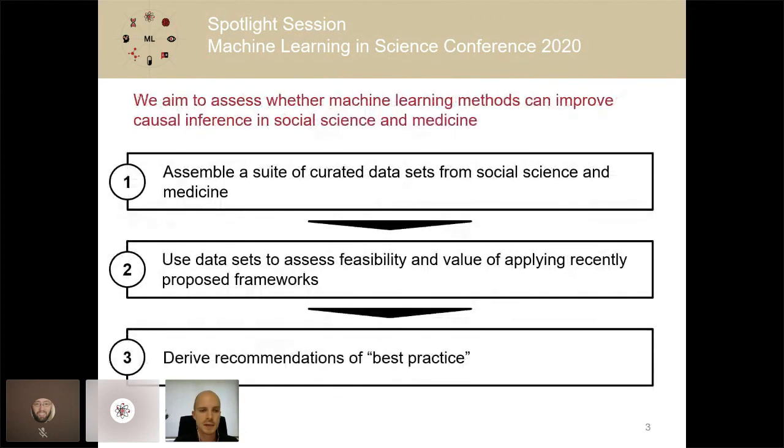First, we will assemble data sets from social science and medicine where these methods might find a promising application. Then, we will use these data sets to assess whether the application of these methods is feasible and valuable in these contexts, and whether we can indeed do causal inference under weaker assumptions. Finally, we will summarize our findings and derive recommendations of best practice. This is supposed to give guidance to applied researchers as to when and how they can use those methods.